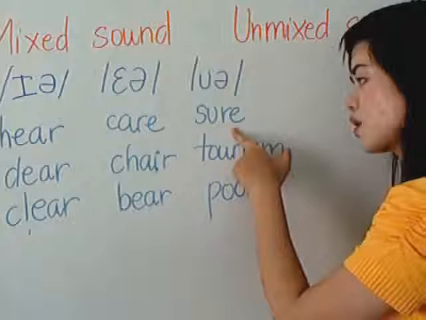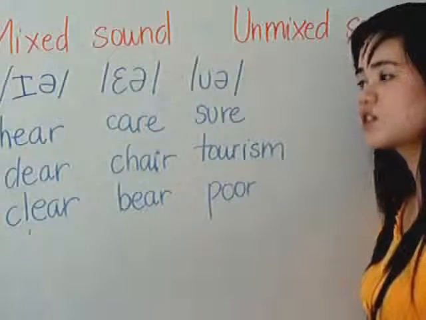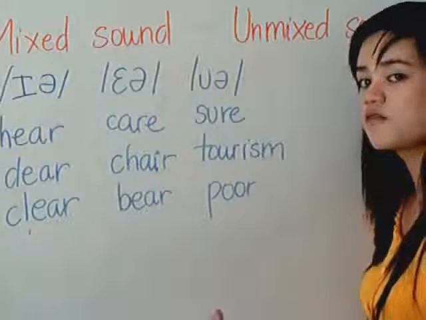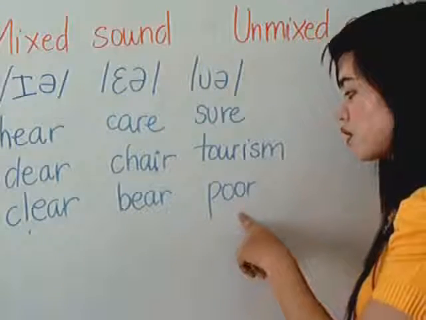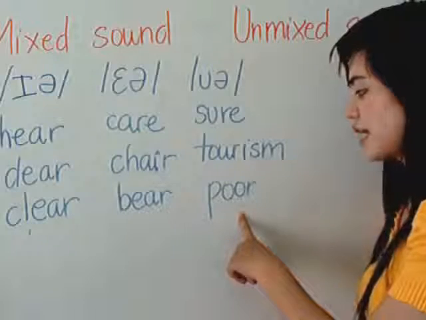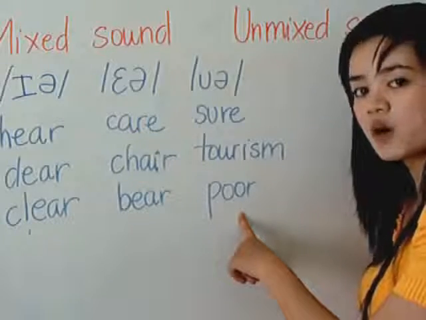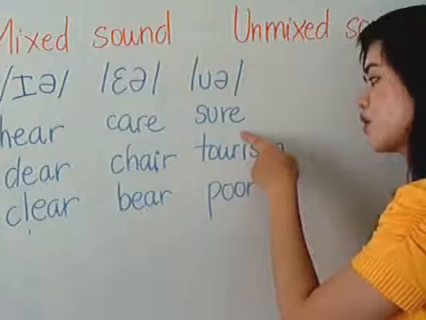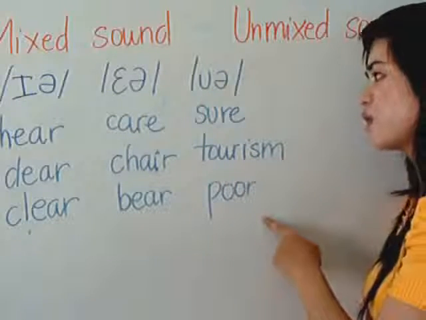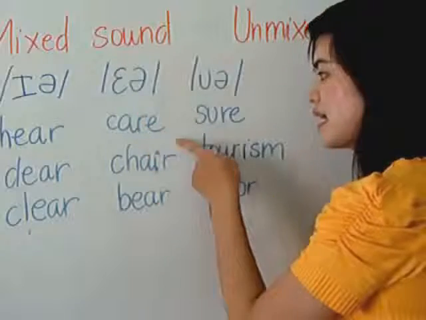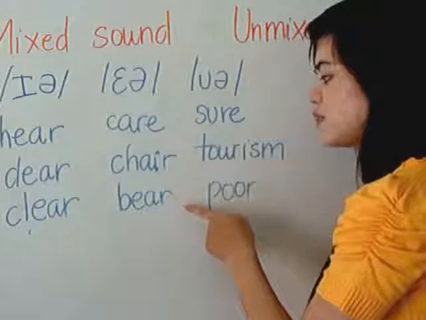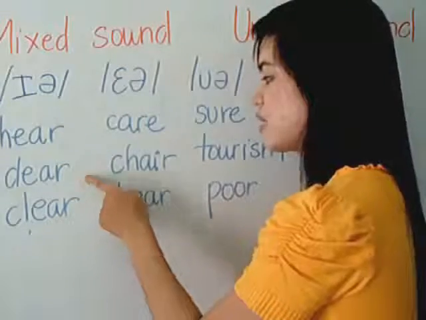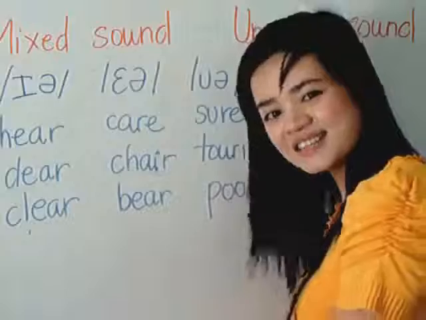Especially this word sure, sometimes it is pronounced like shore, like for sure. Sometimes they say for shore. Or poor, it is sometimes pronounced like pour. Once more, we say or in the words sure, tourism, and poor. Air, like care, chair, and bear. Ear, like here, dear, and clear. You get it?